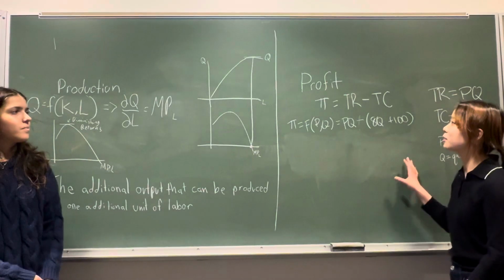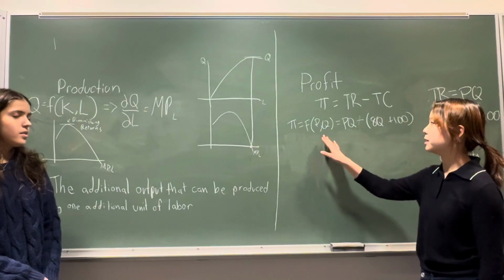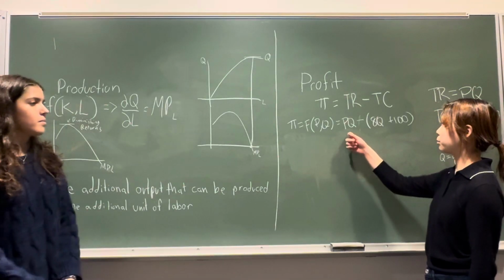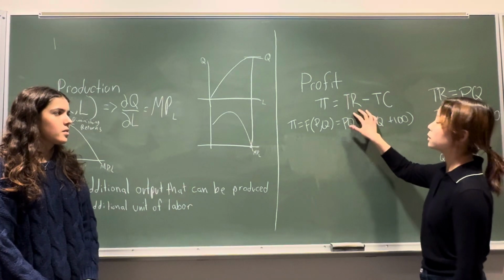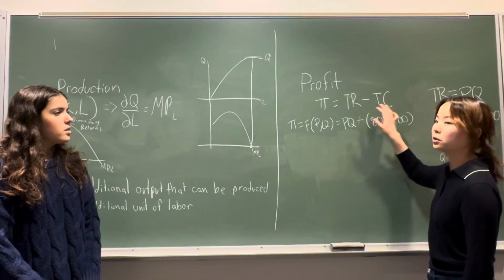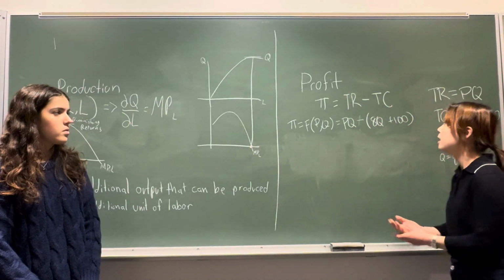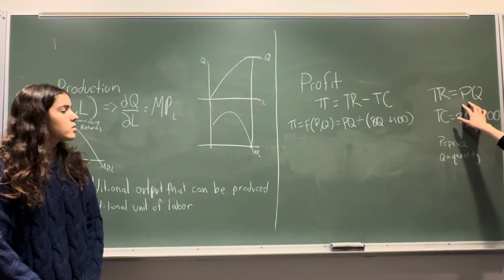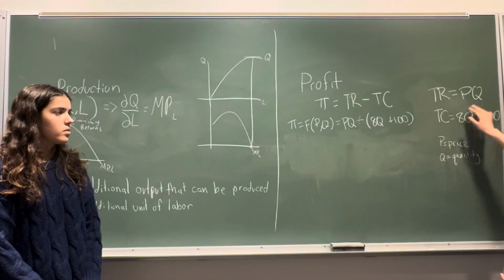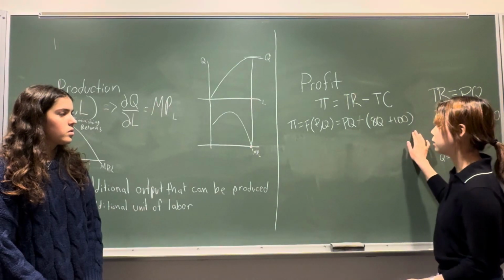On the profit side, we can see how profit ends up being a multivariable function with price and quantity, because overall, profit equals total revenue minus total cost, but total revenue and total cost are functions of price and quantity in and of themselves. If we plug in what we have here for total revenue, which is just P times Q, and total cost, which is 8Q plus 100, then we get this function overall for profit.